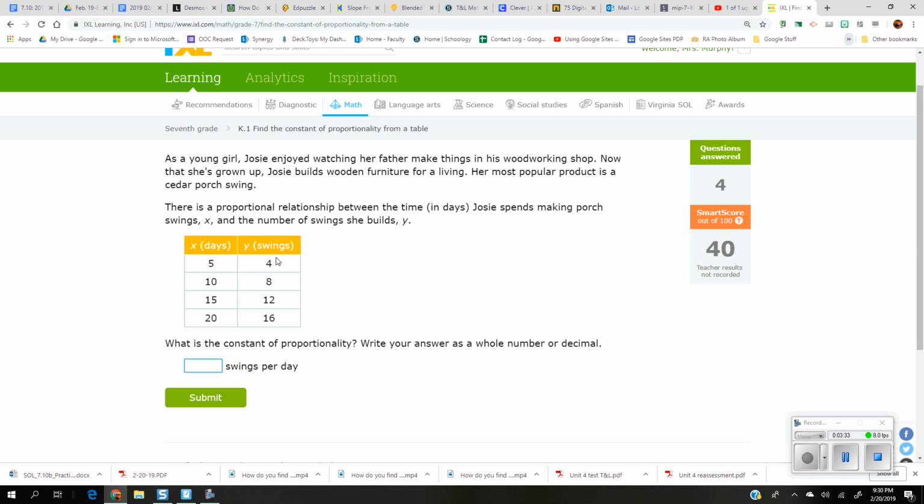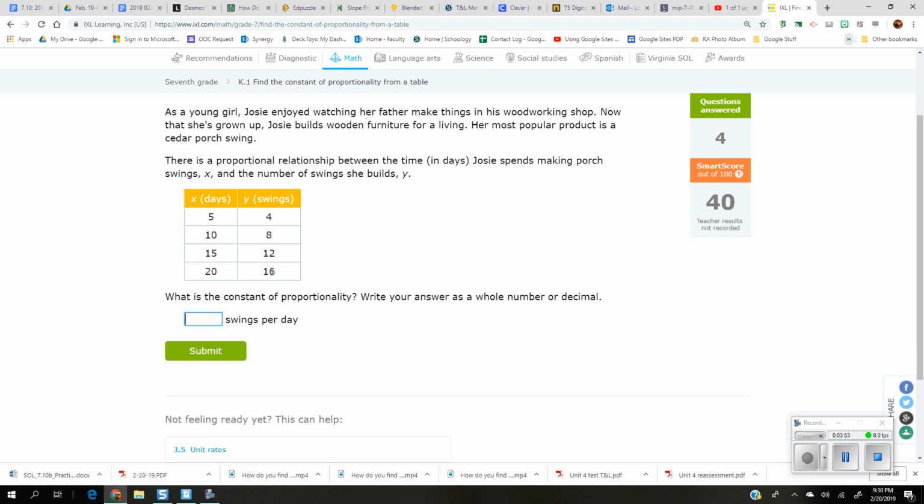5 days, 4 swings. 10 days, 8 swings. 15, 12, 20, 16. Now, is there a constant? Because I don't see a constant on that one. I do see, 5 minus 1 is 4, 10 minus 2 is 8. So it looks like 1, 2, 3, 4. What's the constant of proportionality? Write your answer as a whole. Oh, we have to write it as a decimal. That's what the deal is.